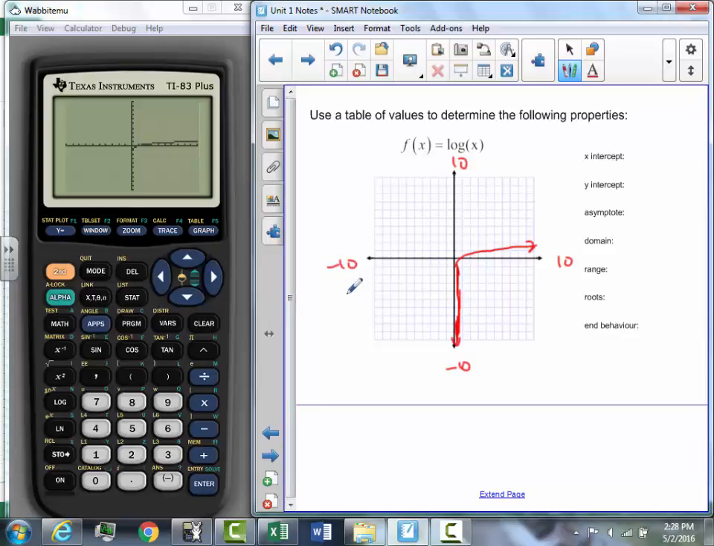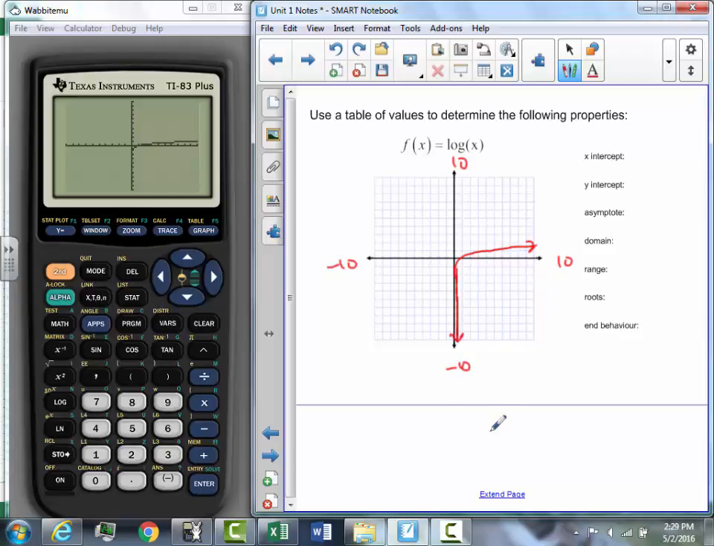So don't just leave your graph looking like this little bit right here. If you do this, I won't mark it as correct because this graph actually extends all the way down. Essentially, it's going perfectly straight up. That's what a logarithm graph looks like.